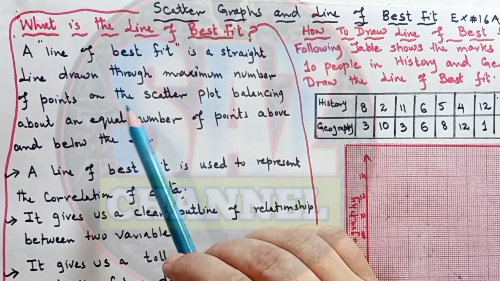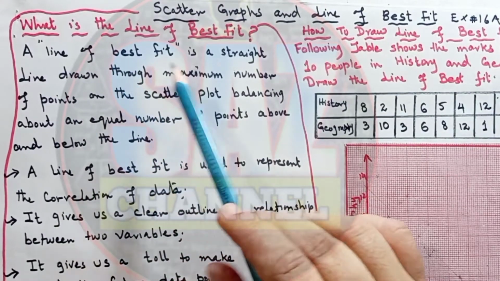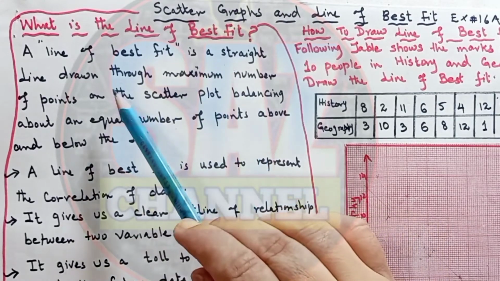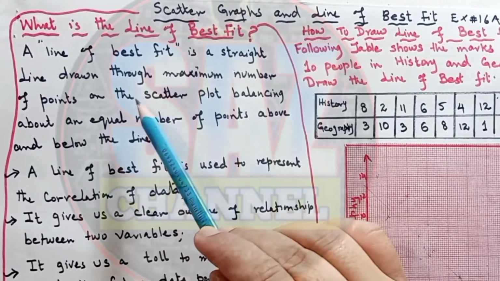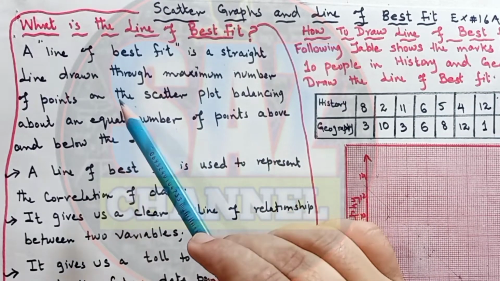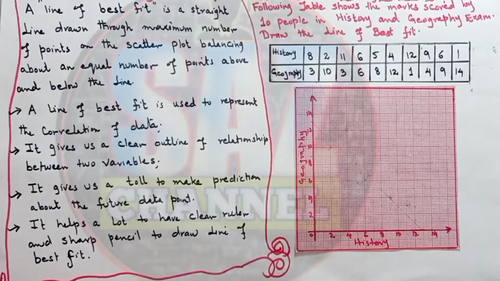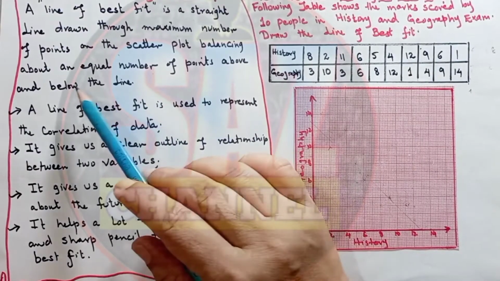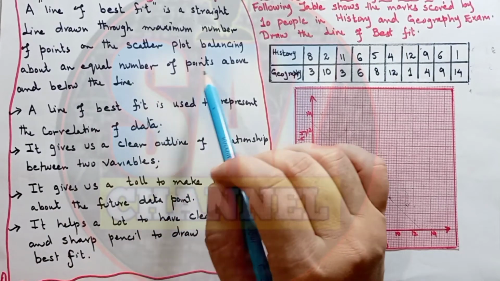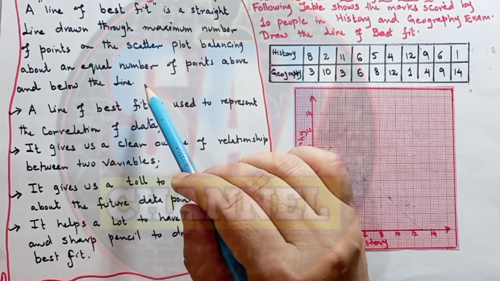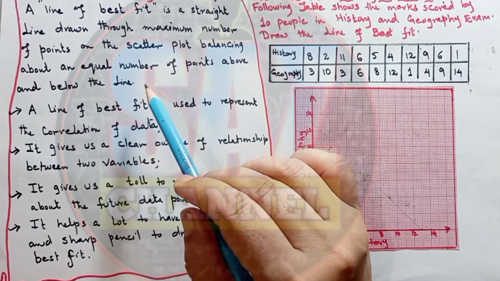So that means the line of best fit is the straight line that is drawn through the maximum number of points of the scatter plot in such a way that it is balancing the equal number of points above and below the line, and it passes through the center of all those points.